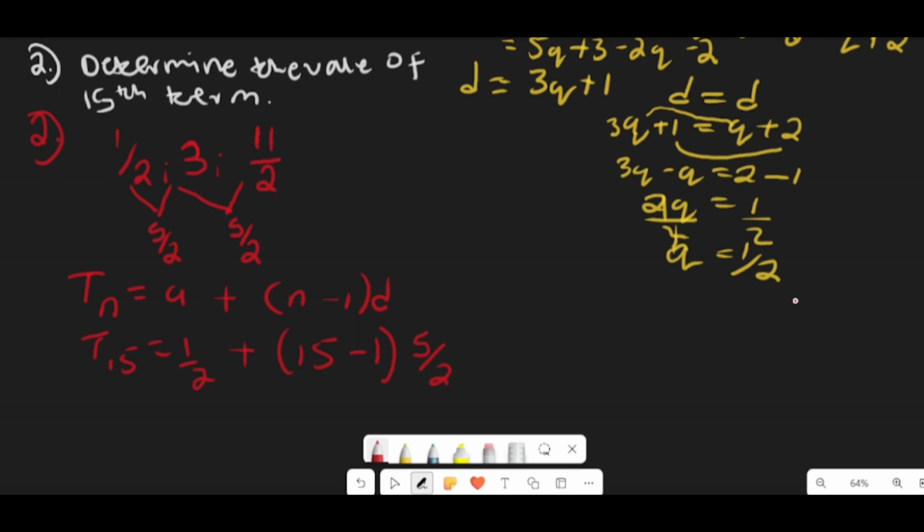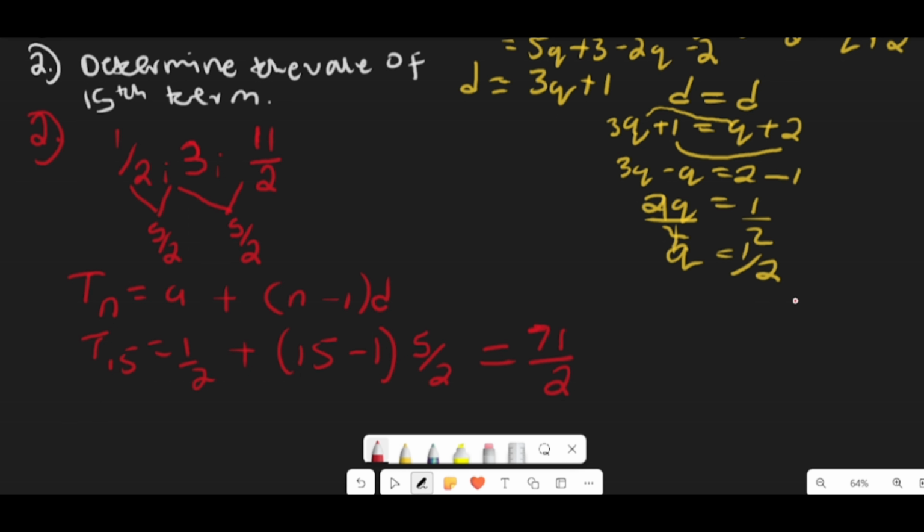If you go ahead and put this in your calculator, it should give you your answer. Let me just put mine in my calculator. It's going to give me 71 over 2. There you go, ladies and gentlemen. That's how you would go about solving this one. You just have to use the common difference because the differences are equal. Then you can equate them.